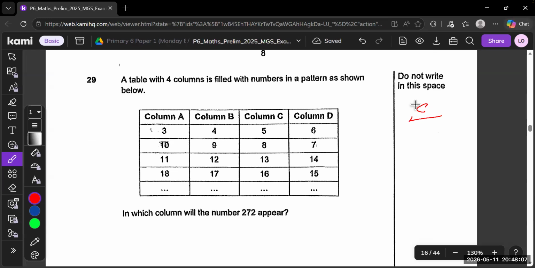Not because of a lucky guess. If you lucky guess, it's not counted. Okay, now this is a bit hard, but there is a shortcut to do this.